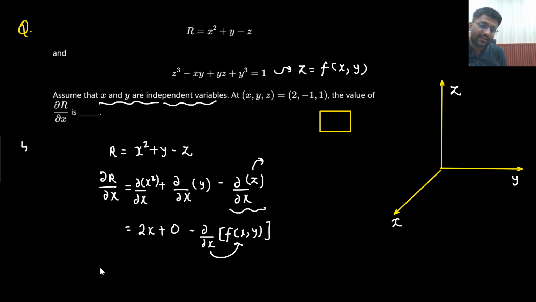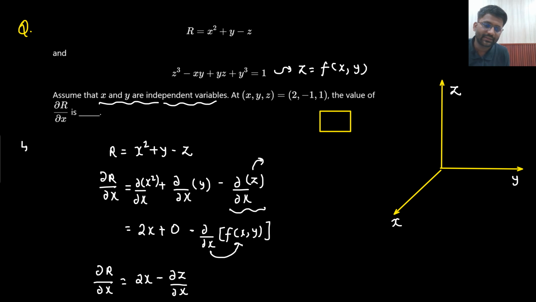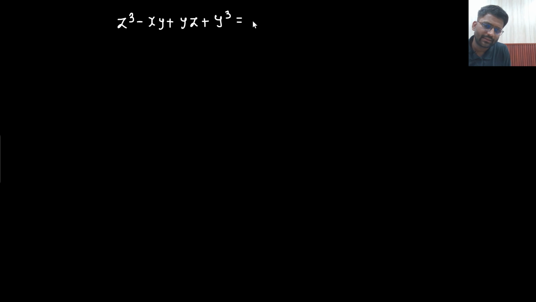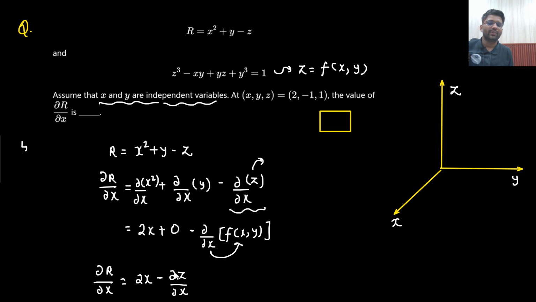So now our target is that del r by del x is simply coming out to be equal to 2x minus del z by del x. Is that understandable to you? And this cannot be put equal to 0. So my target is to find out del z by del x now. So what is given? Z cube plus xy plus yz plus y cube equals 1. This is given. From here I am supposed to find out del z by del x. That means I need to differentiate with respect to x, right?